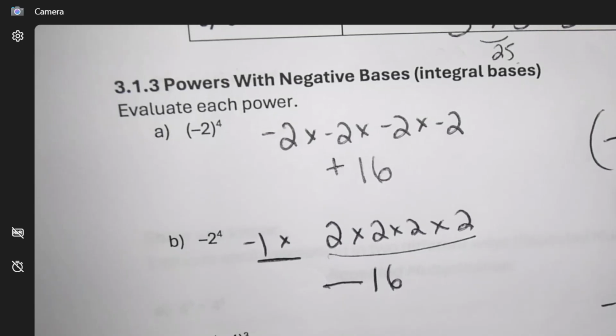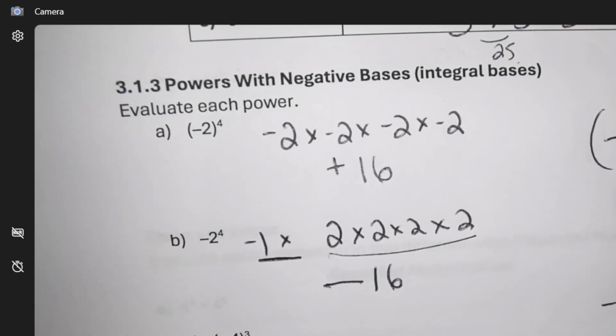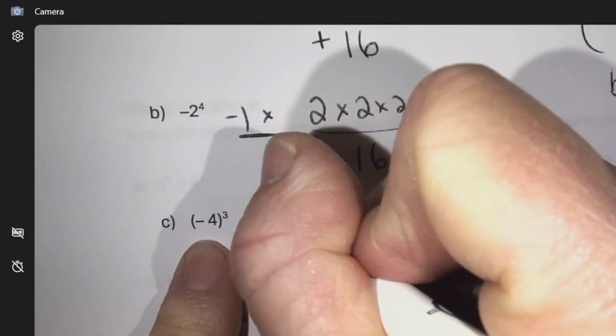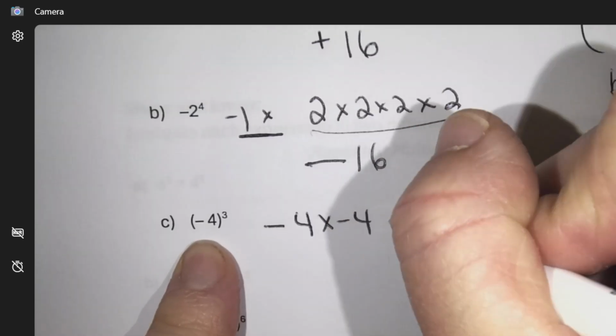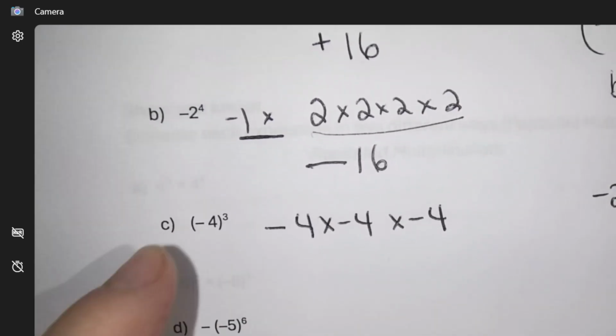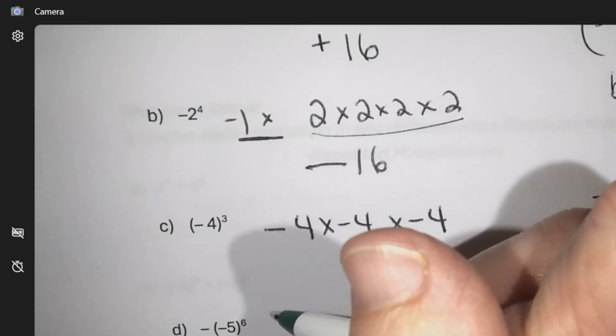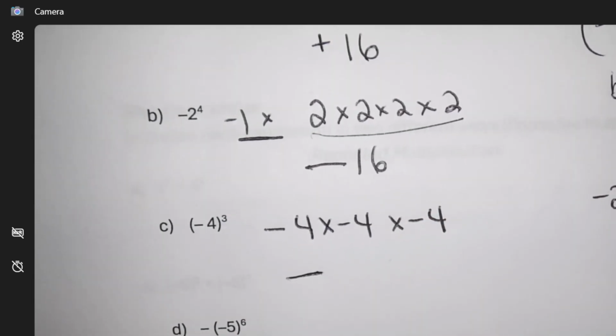Okay, so what do you think here? Is this negative in the repetition or after? In. It's in. So what would it look like? -4 times -4 times -4 times -4. What do you think at the very end? Positive or negative? Negative. 3 negatives.